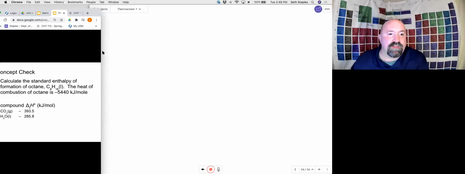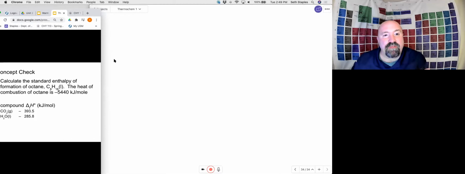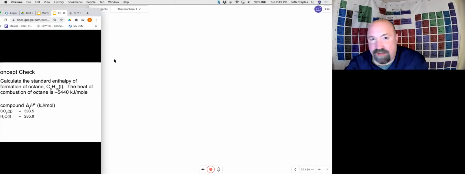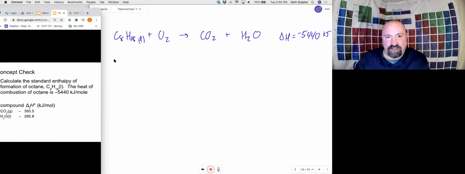Ultimately, what we want is the enthalpy of formation of octane. The information that we do have, however, is the heat of combustion of octane. And so let's write out, again, that equation for the heat of combustion of octane, C8H18. Combustion reactions involve oxygen and they create CO2 and H2O, and we're given delta H for that to be equal to negative 5440 kilojoules per mole.